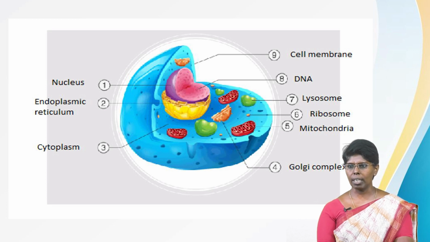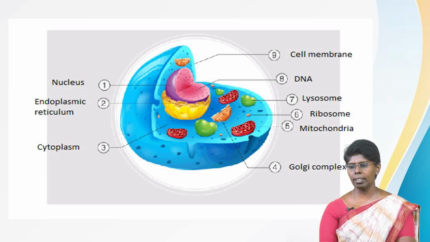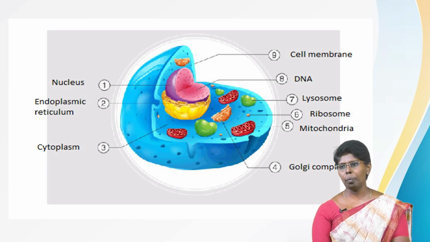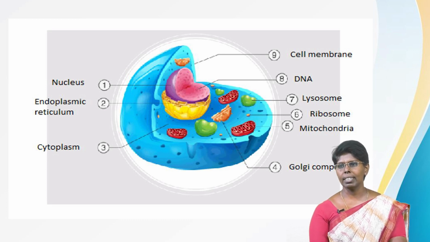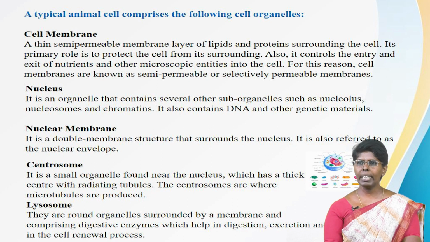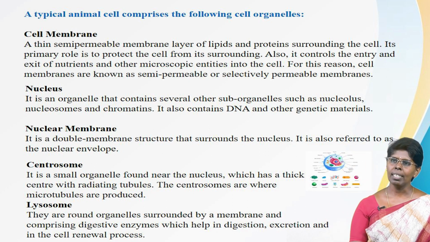So, the nucleus is surrounded by the cell, and the cell is surrounded by the cell membrane, otherwise called the plasma membrane. The plasma membrane is a bilipid layer. The structure of the plasma membrane is a fluid mosaic model. Next slide.